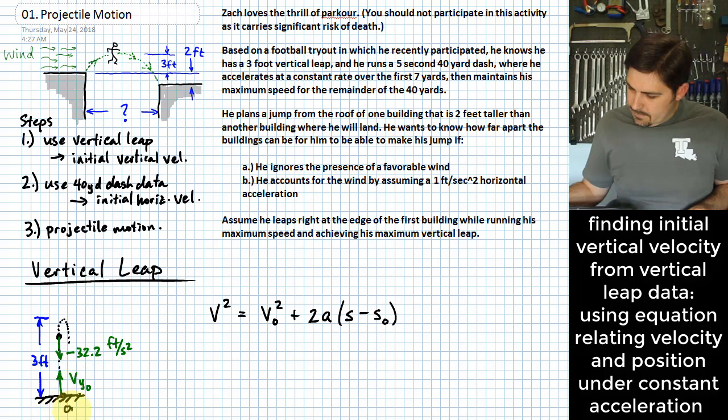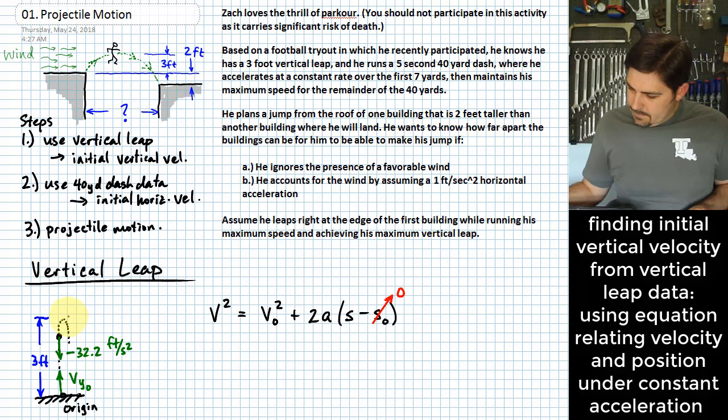Let's just call that the origin. Okay, if that's the origin, then that means that this s sub naught right here is going to be 0, because we're starting at a height of 0. So that's one of the terms that we can get rid of.